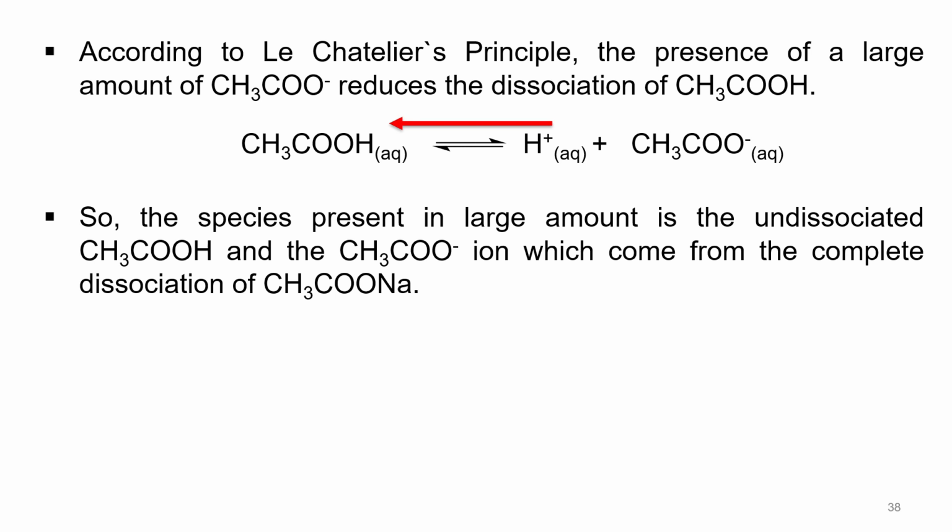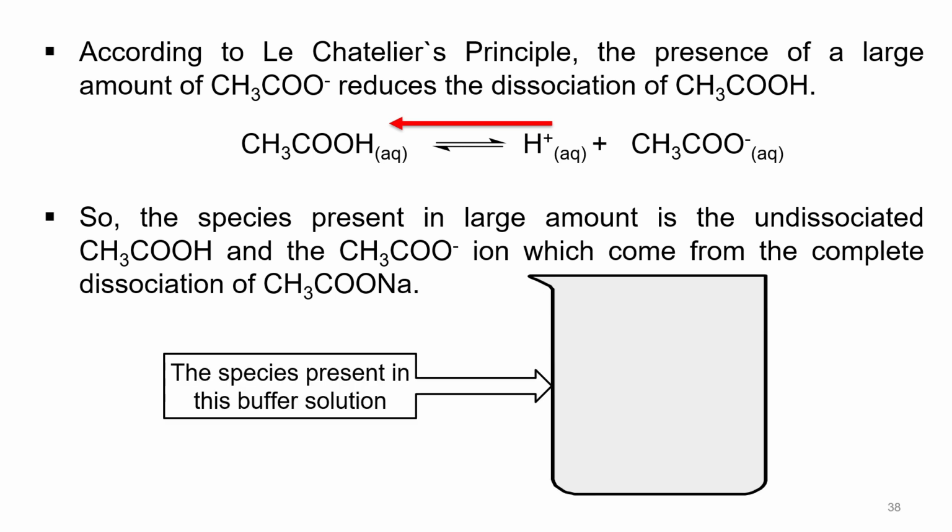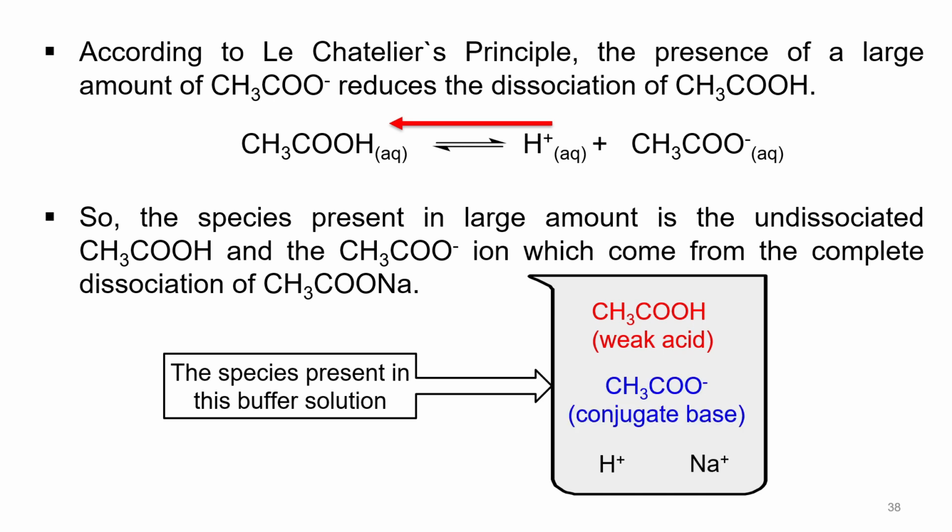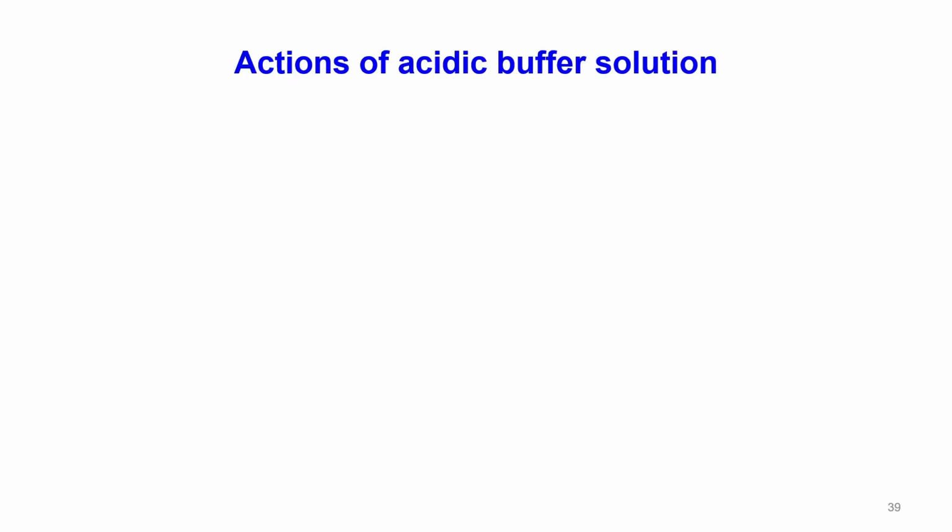So the species present in large amount are the undissociated CH3COOH and the CH3COO- ion, which comes from the complete dissociation of CH3COONa. So the species in the buffer solution are the weak acid CH3COOH and the conjugate base CH3COO-. H+ and Na+ are also present. So, the action of an acidic buffer solution.